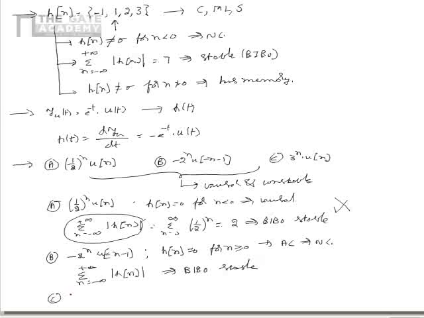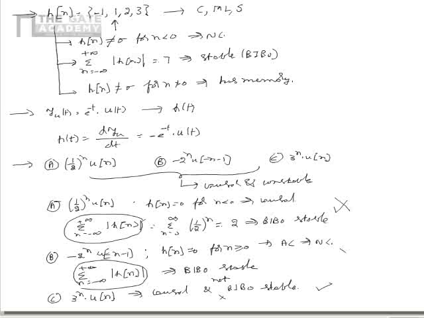Now finally, if we pick the system in option C, that is 3^n u(n), here h(n) is 0 for n less than 0. From this we see that the system is causal. Also if we find the sum over n from minus infinity to plus infinity of |h(n)|, we find that the summation tends to infinity. So from this we can say that the system is not stable in the BIBO sense. From this we see that this is the required system.